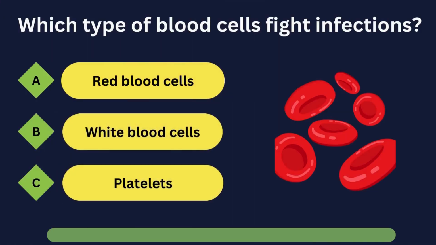Which type of blood cells fight infections? A. Red blood cells. B. White blood cells. C. Platelets.